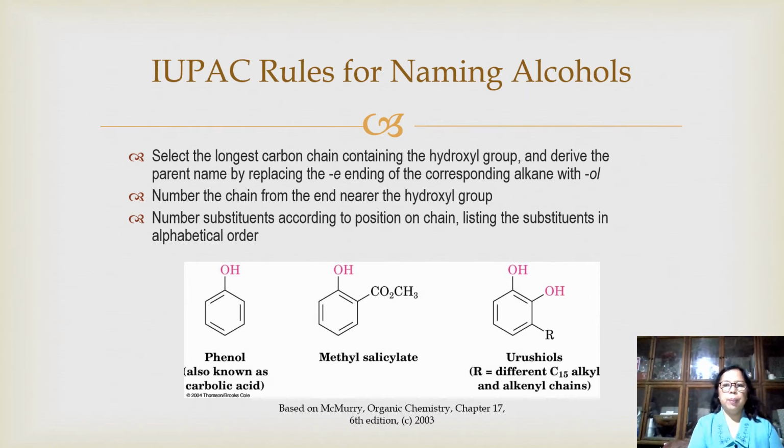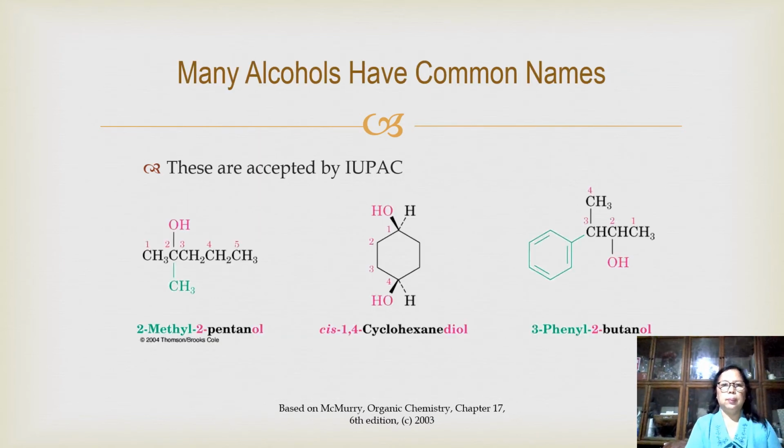And then you also have urushiols. The urushiols contain two OH groups. And there are different types of urushiols depending on the kind of alkyl group, usually up to 15 carbons only. Okay.